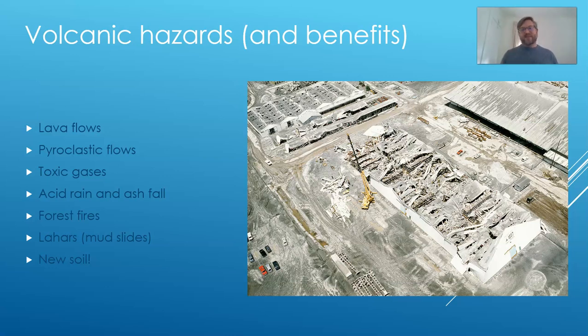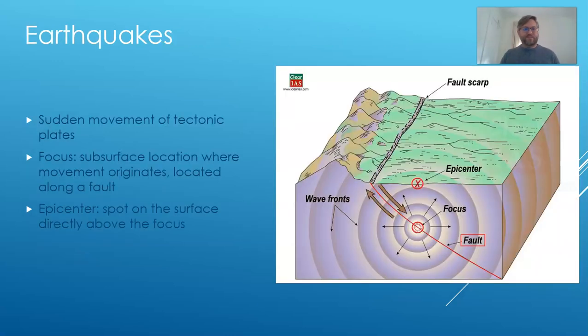So it's very bad to be right in the path of a volcano when it's erupting. But if there have been past volcanic eruptions in your area, then that may provide you with some really great soil and make a really good reason to be living in that area.